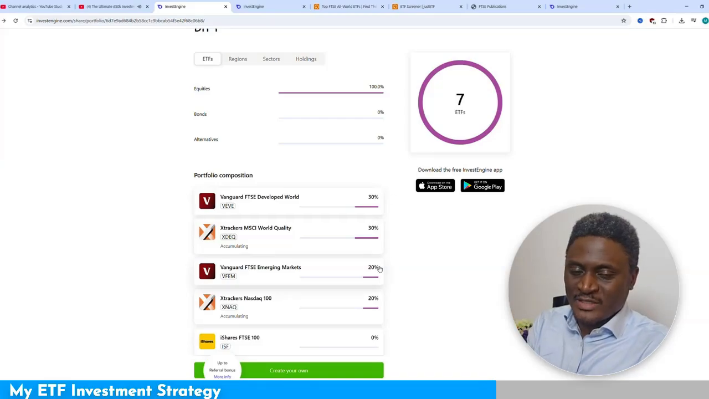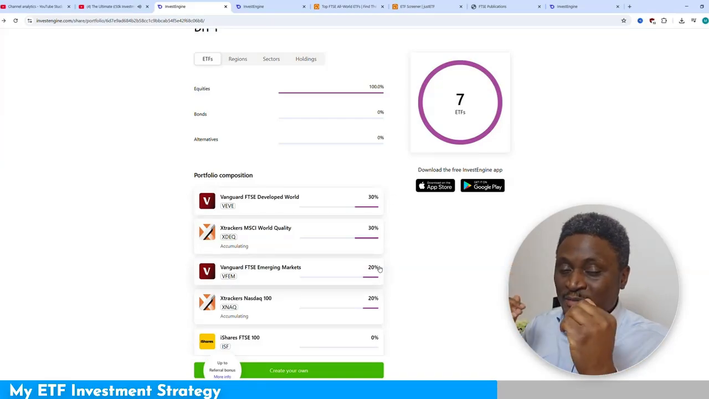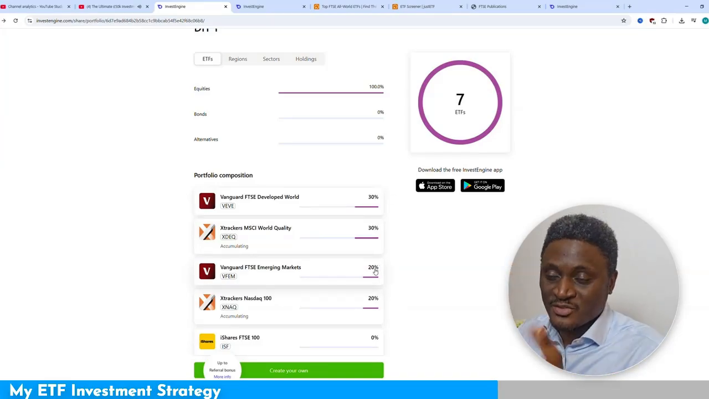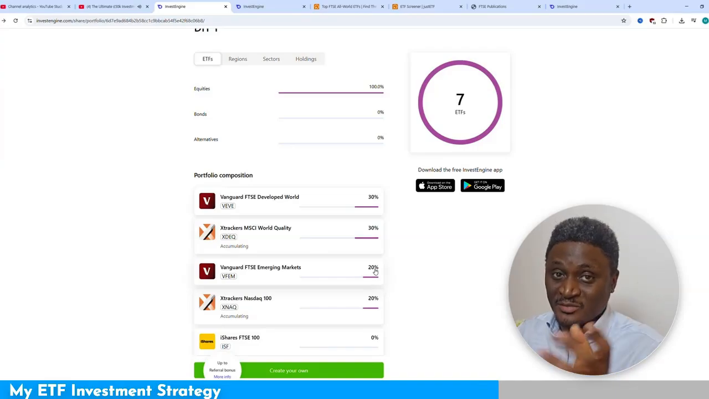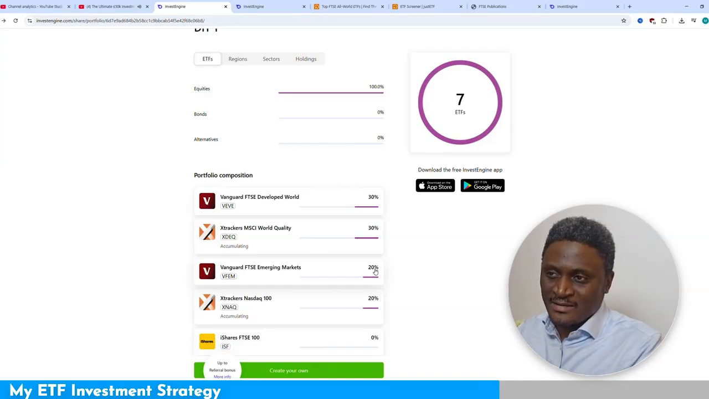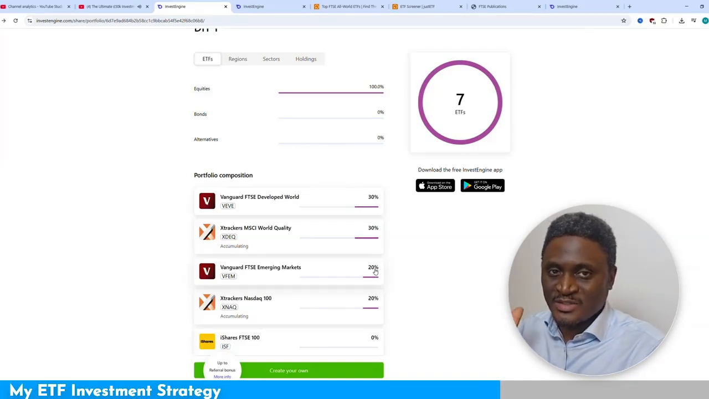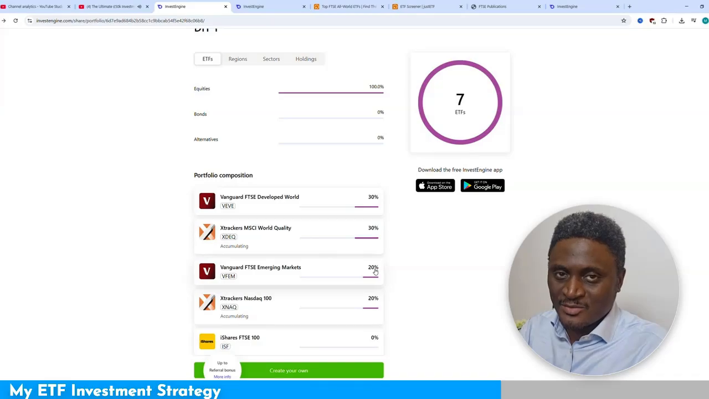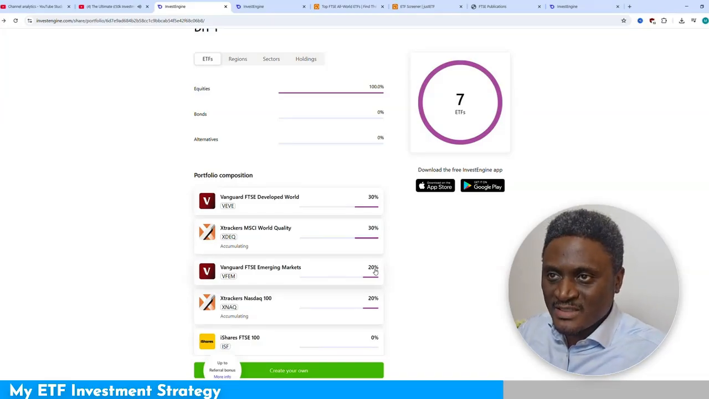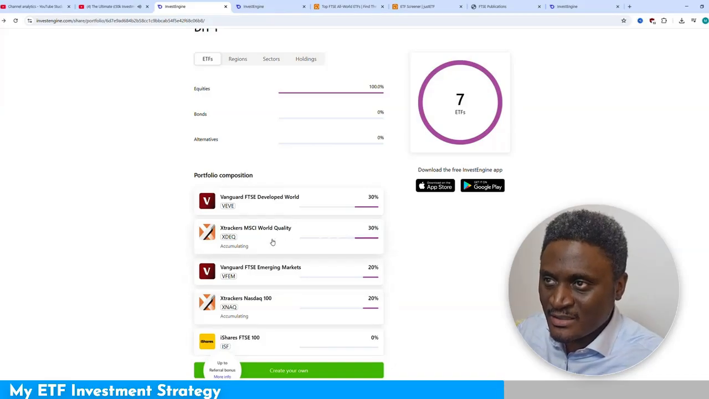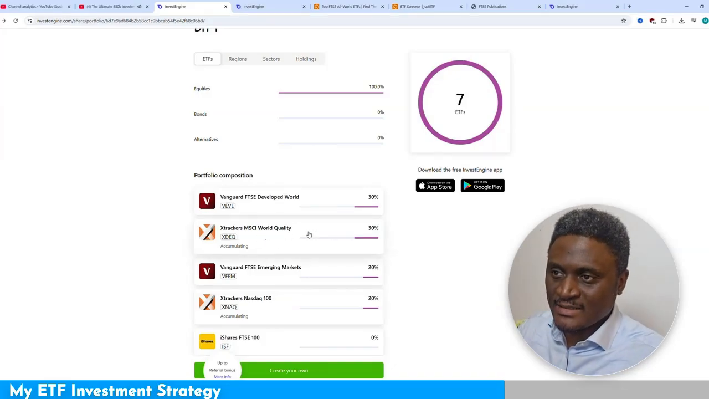Now, these two combined is half of my portfolio. So half of my portfolio is split into what I'm using to replace VWRL. So instead of having 50% VWRL, which is what I used to have in the past, I now have 50% combination of emerging and developed markets, which is effectively VWRL, the all world. Now, the remaining 50%, I've split it between this world quality and Nasdaq. Both of them have a reason.